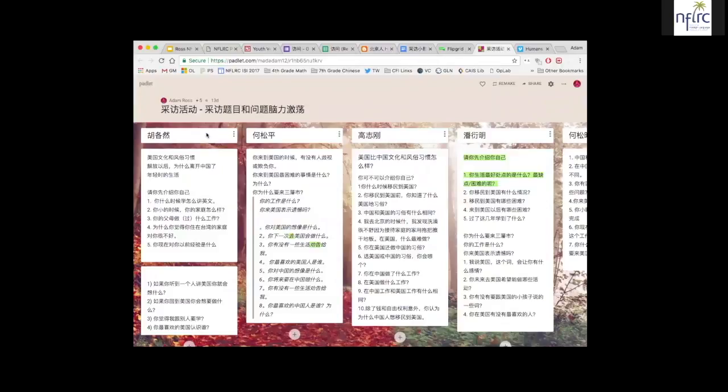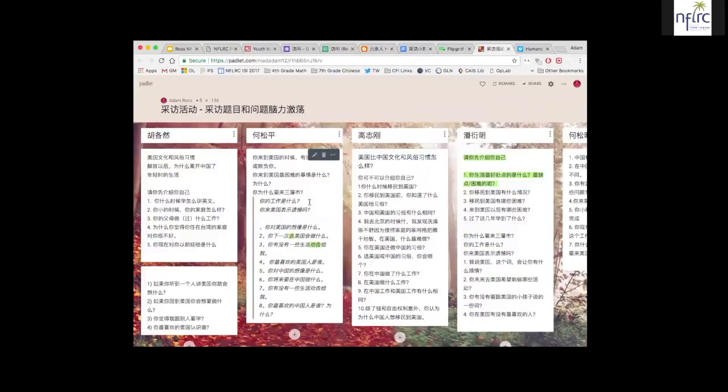So this is all in Chinese, but what I've done is I've created a column for each student. Here's one student whose Chinese name is Hu Geran. Here's another student whose name is He Songping, and they're sharing with each other in real time in our online class the questions they want to ask, and they've listed things down.